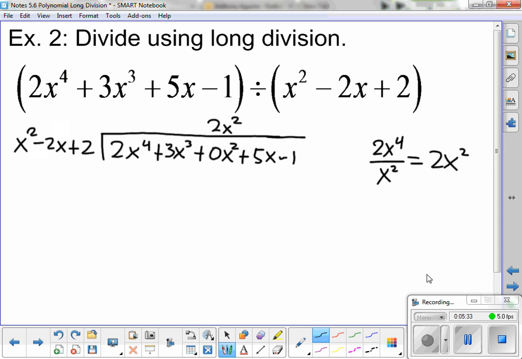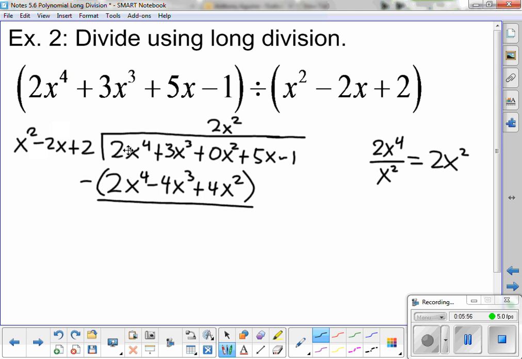2x squared times x squared is 2x to the fourth. It matches, which is nice. 2x squared times negative 2x is a negative 4x cubed. And then 2x squared times 2 is a positive 4x squared. All right, now we're going to subtract.